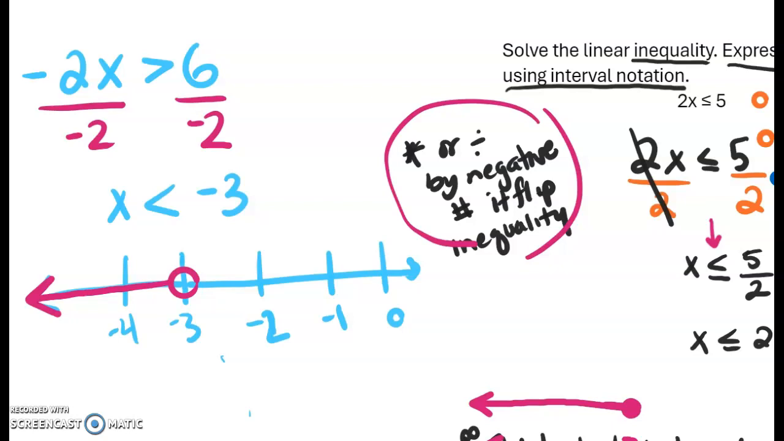Written as interval notation, it would be negative infinity, this is going off to negative infinity, to negative 3 with a parenthesis here because it does not include the endpoint in negative 3. It includes everything up to negative 3, but not negative 3 itself. So that's how you do this type of problem.